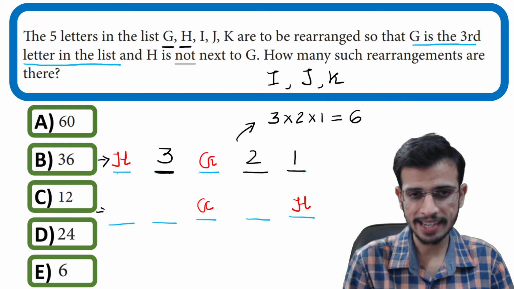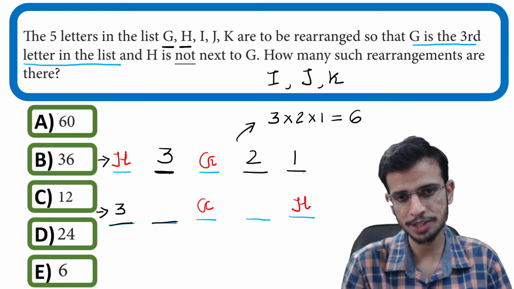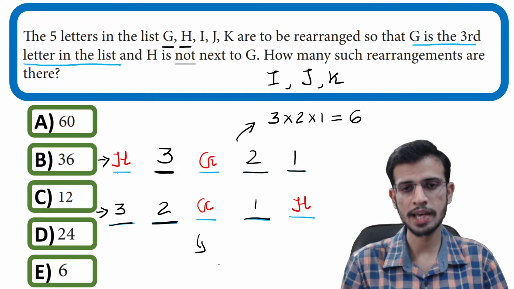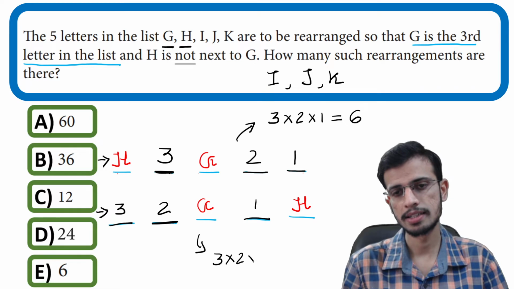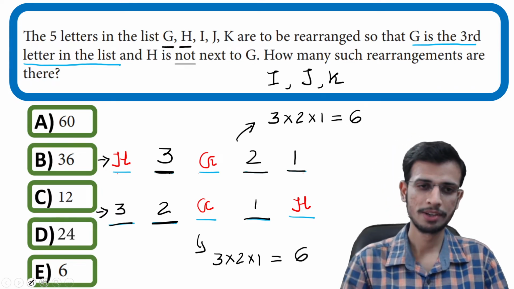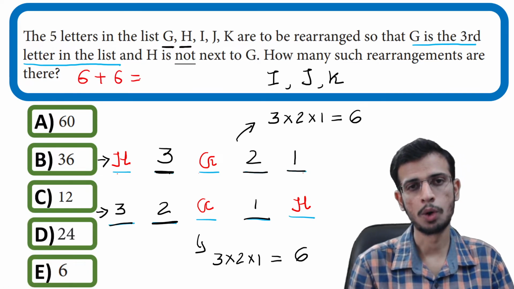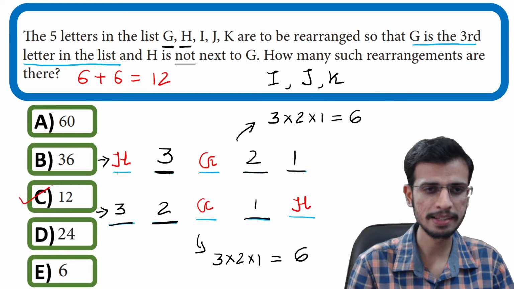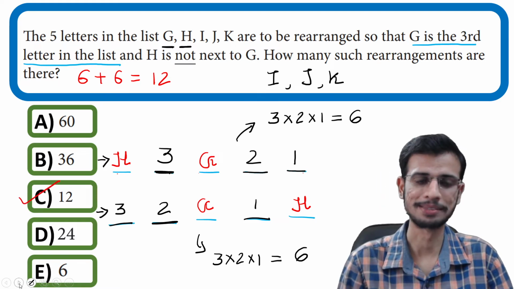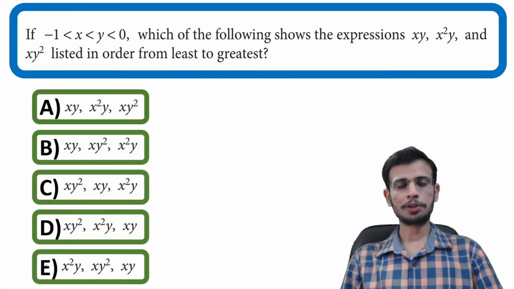And from the second case, you can fill this place in 3 ways, this place in 2 ways, and this place in 1 way. So in this case we are going to get 6 arrangements. So the total possible arrangements will be 6 plus 6. Our answer will be option C, 12, which is the correct answer for this question. Let us move on to the next question.